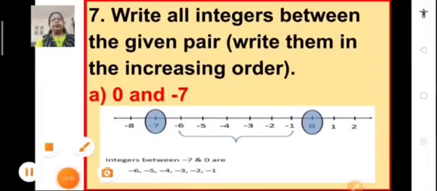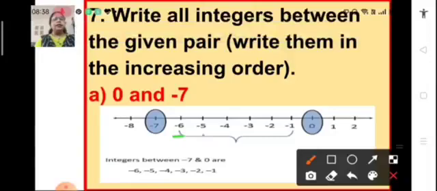Question number 7. Write all integers between the given pair and write them in increasing order. So we have pairs of numbers given and we have to write the integers between them and in increasing order. A, 0 and negative 7. So what are the integers between 0 and negative 7 in an increasing order? They are negative 6, negative 5, negative 4, negative 3, negative 2 and negative 1. Their values increase as we move towards the right.